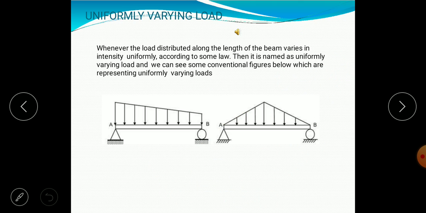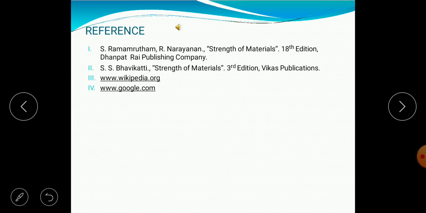If we discuss uniformly varying load, at support A the intensity is high, at support B the intensity is low. Here from A to B, if the load is decreasing in this manner, then this load is known as uniformly varying load. Here at support A it is 0, at the center it is increasing, at support B it is decreasing again uniformly. That's why, as there is a variation of intensity of load at every point on the beam, this load is known as uniformly varying load.